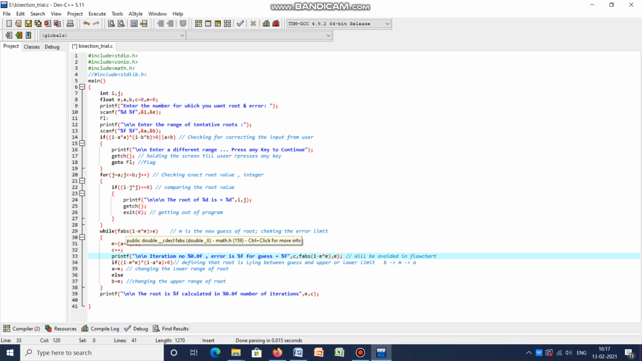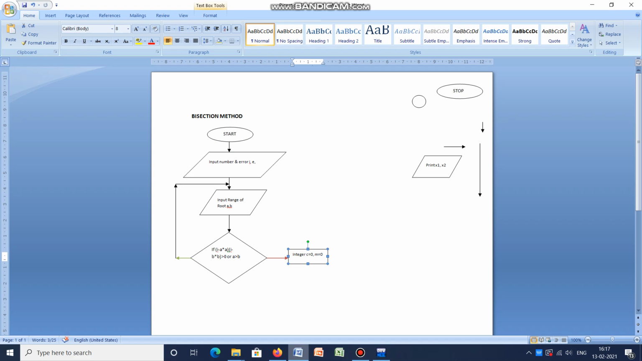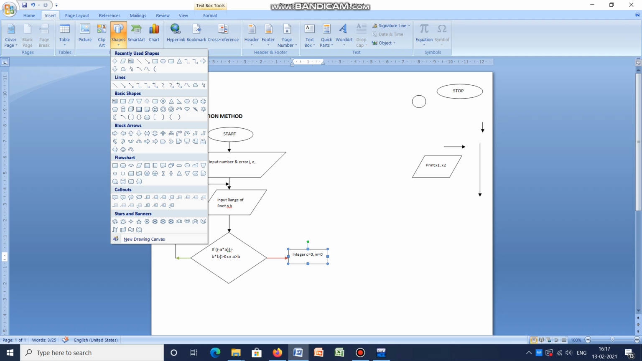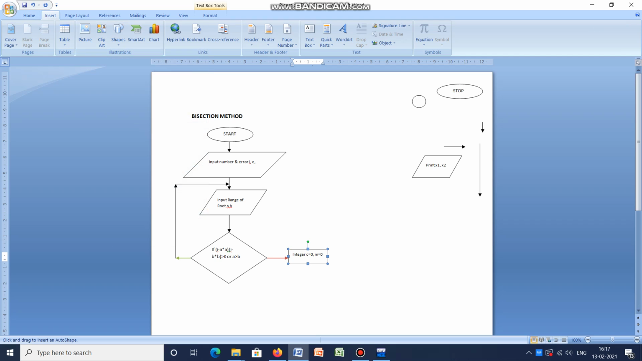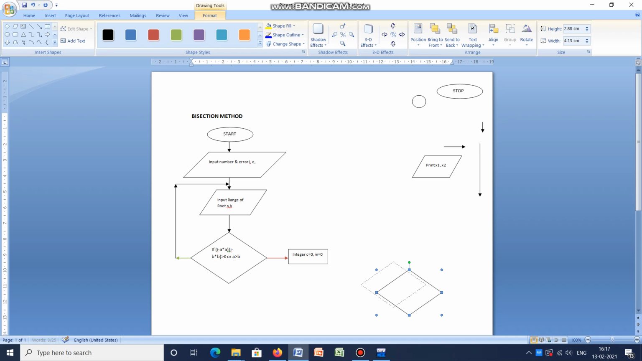And while I minus, then again this is a logical condition. Logical condition I need to check. So here I am coming here. A rectangular box needs to be drawn here. So I'm drawing it here. Okay, in order to make the space, I'm drawing it here.